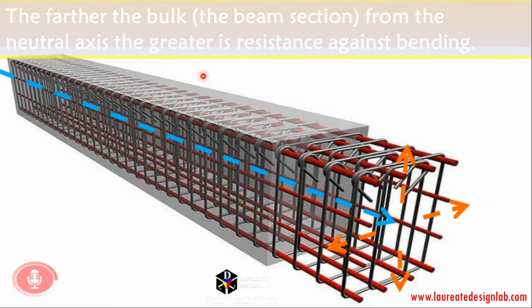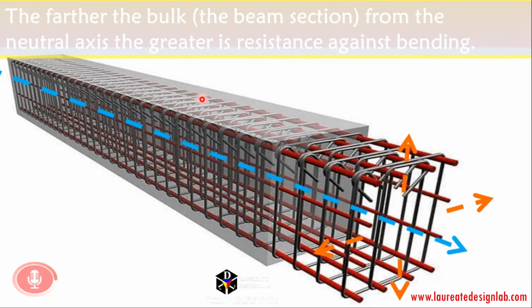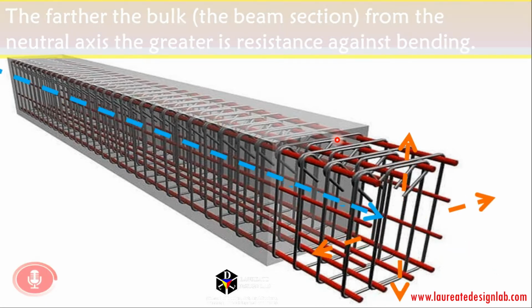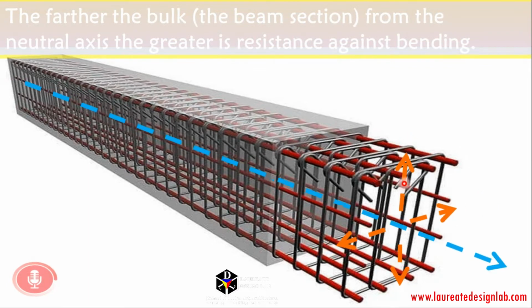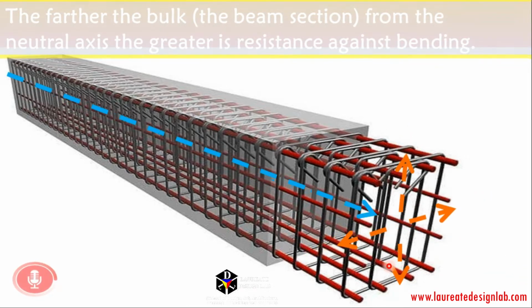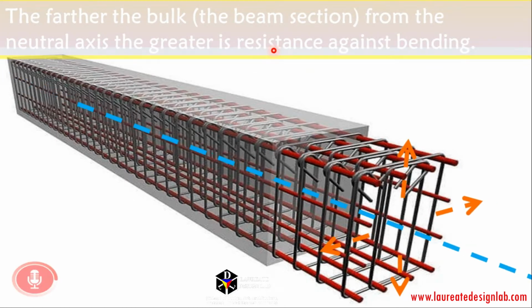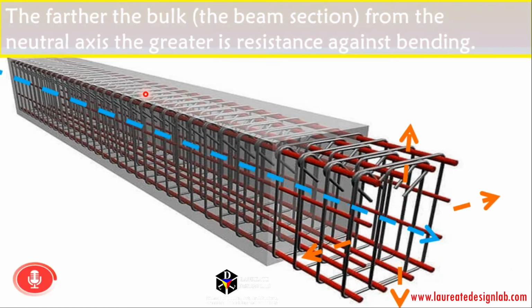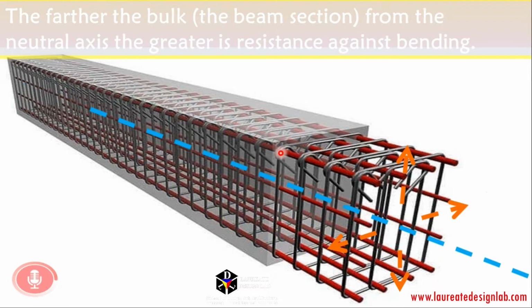So if any load is applied over this beam, then it will produce internal forces in the form of shear and bending moment. If we have this cross section higher, which is being shown by these arrows, meaning if you increase this or this or this, the increment of the cross section, that is the bulk, gives you a positive result in the form of resistance against bending. So if you want to make your beam bending proof, or if you want to resist higher load, then the cross section or the bulk of the beam should be higher.